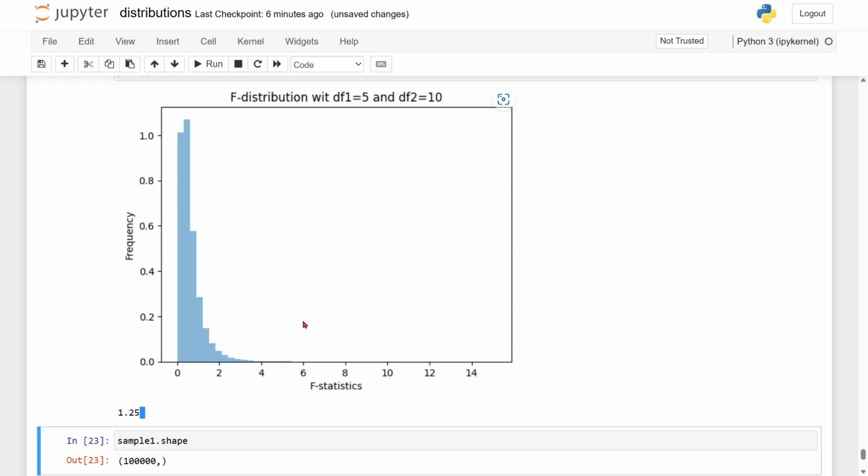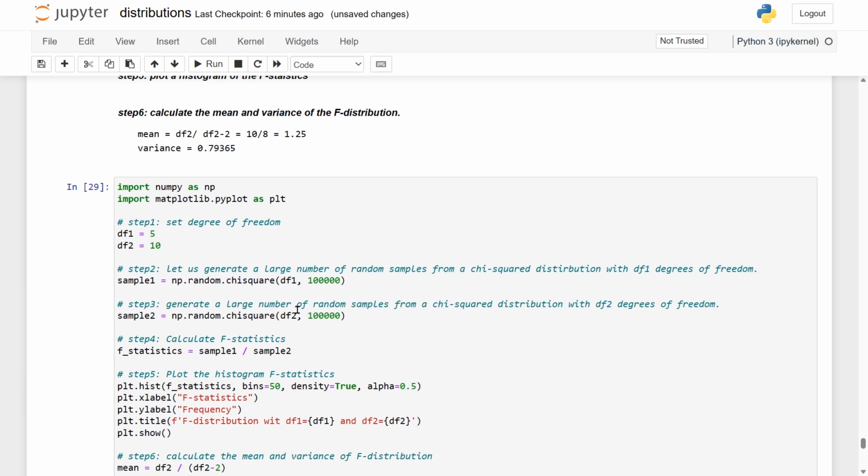So the code, whatever we have done here, with sample 1 and sample 2, generates random samples from chi-square distributions with degrees of freedom df1 and df2, calculates the f statistics by dividing the two samples, and plots a histogram of the f statistics. Finally, it calculates the mean of the F distribution.